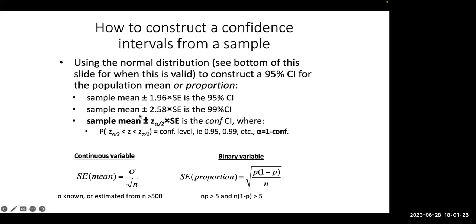But basically you always have sample mean plus minus z of alpha half. Alpha is your 5% threshold, or it's your 1% threshold for the 99% confidence interval. So it's basically your type 1 error. That's alpha.